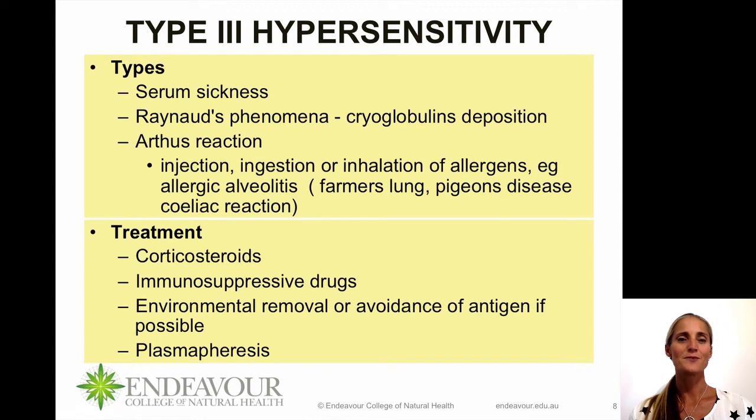And celiac disease, I'm sure most of you are aware of celiac disease. It's very common. I think it's about 1 in 70 people in Australia have it. So this is when the small intestine fails to digest and absorb food due to sensitivity to gliadin, which is a protein that's found in gluten and in a number of other grains. And that is also an autoimmune reaction. So treatment for these sorts of type 3 reactions: corticosteroids, immunosuppressive drugs, removal of environmental triggers, and plasmapheresis.